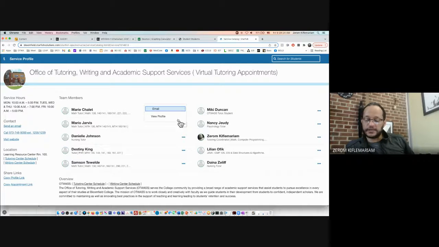Since I'm not a student, I see email and view profile. If you log in and try this, one of the options is schedule. When you click there, it should show you all his availability hours for next week and so on. So again, don't panic. This class is a little bit slow paced, but if you need assistance, we'll do it together.